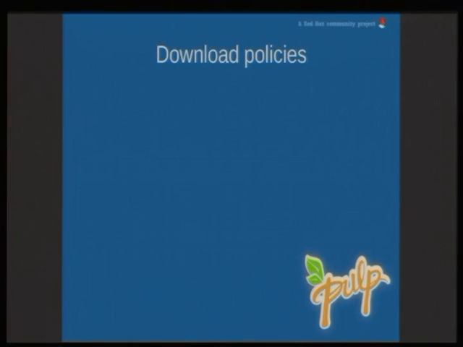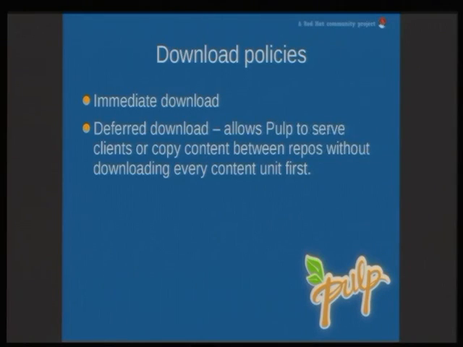Oh, and now let's talk about this cool feature that we recently implemented. In Pulp, we have such a concept as download policies. What does it mean? It means that you tell Pulp in which way you want the content available. So there is the immediate download, which we just saw. You say to Pulp, sync, pull it, so the content is pulled right away and saved to the file system. And there is the deferred download, which basically enables Pulp to serve the clients or copy content repos without actually downloading every content unit first.